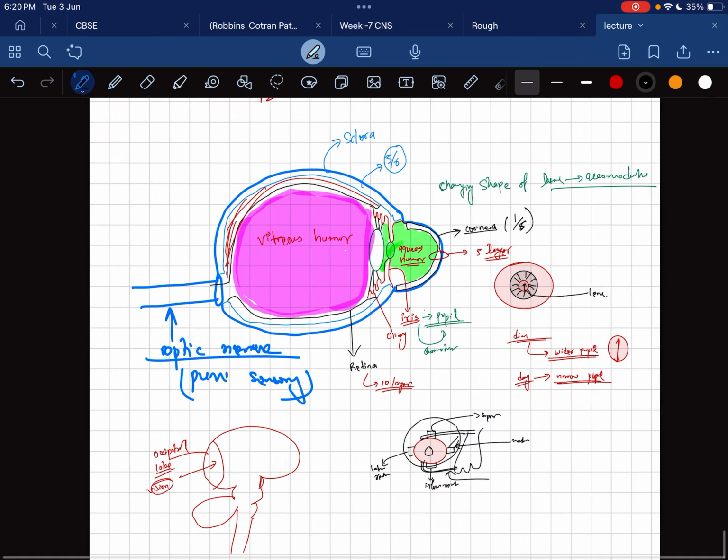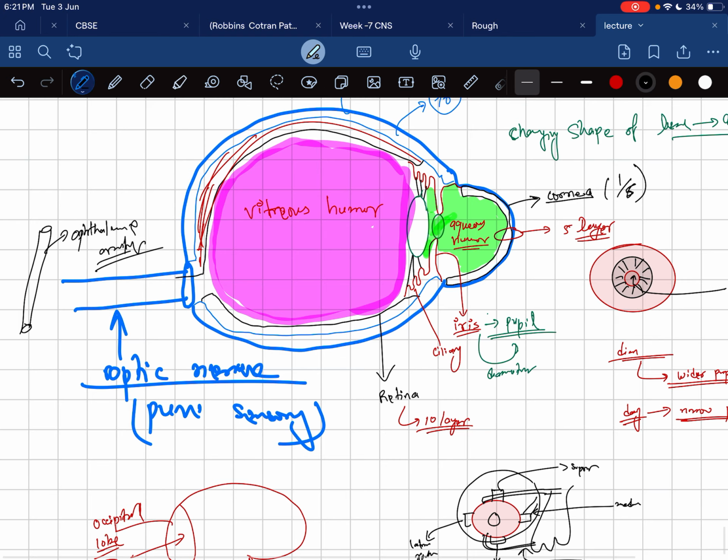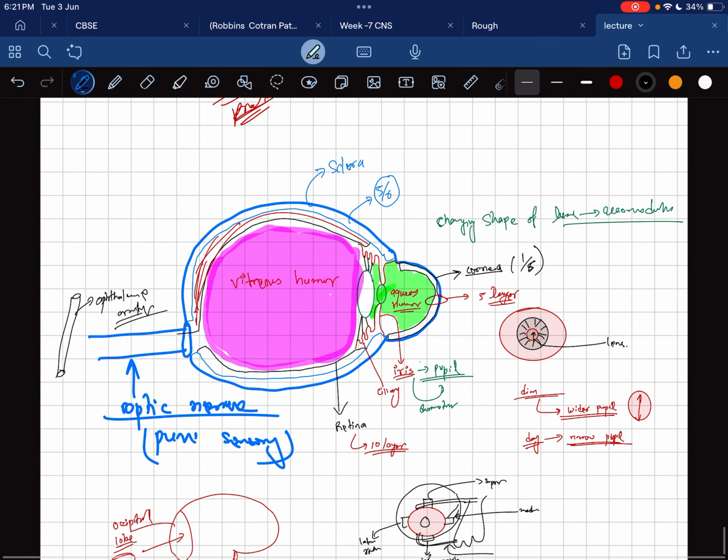And regarding the arterial supply, the ophthalmic artery supplies the eyes. So this is all regarding the simple overview of the eye.